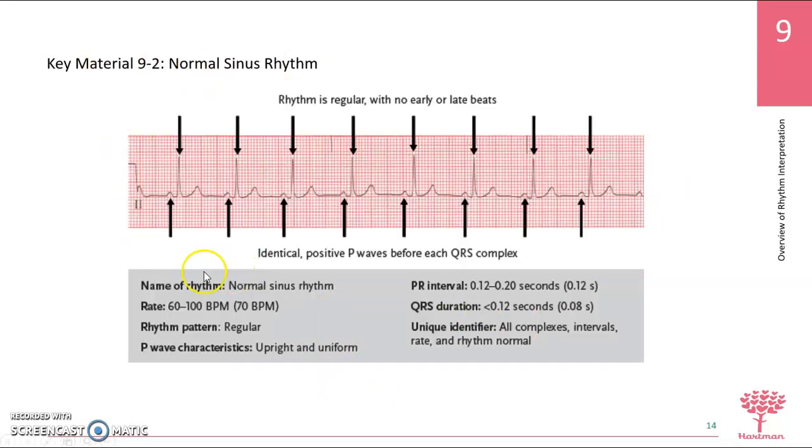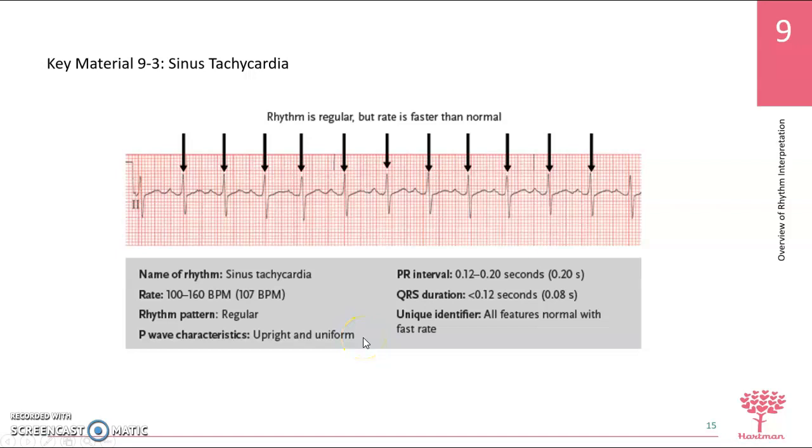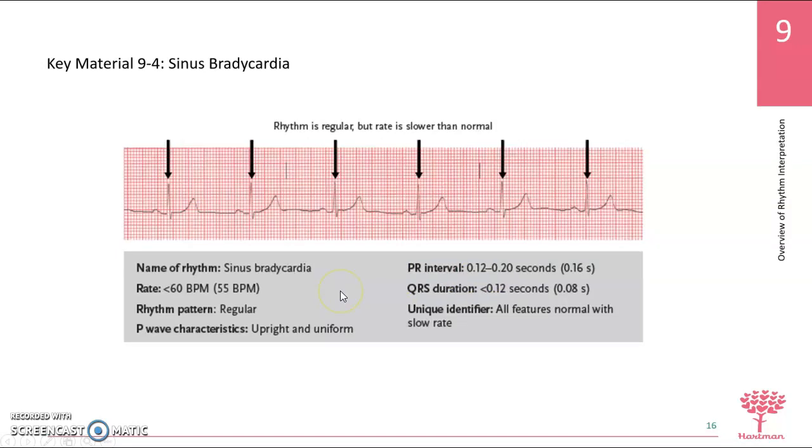So normal sinus rhythm. You've got this nice, steady, even rhythm, okay? And you can determine the heart rate there. Remember, normal heart rate is between 60 and 100 beats per minute. So if it's over 100, like this one's 107, it's nice, even, and steady, but there's too many of them. So that's sinus tachycardia. There's not enough here, so that's bradycardia.